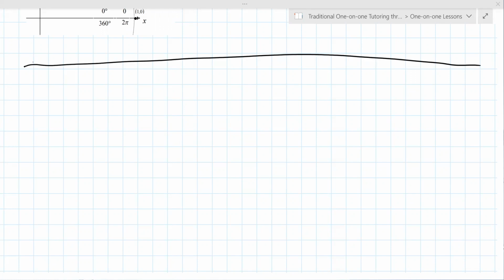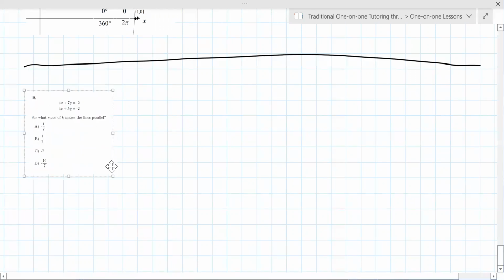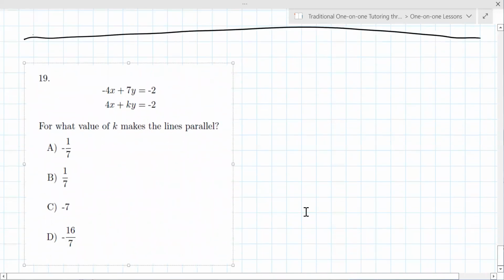Okay, actually, this is a good one. We've done some systems, we've talked about lines, but let's look at a new type of problem. Because we've done this before, it's really not too much new. The question is, for what value of k makes the lines parallel? And you're like, okay, there's k, there's two lines, great.